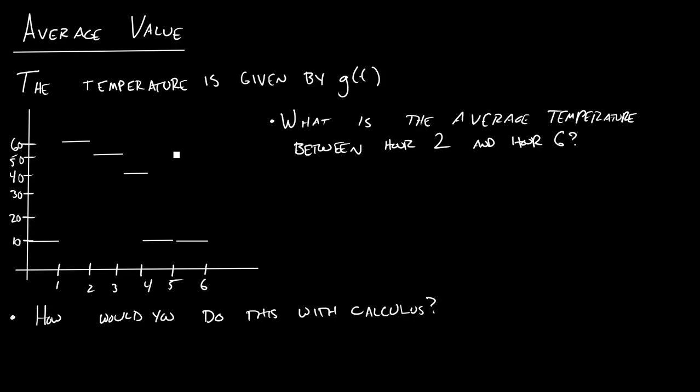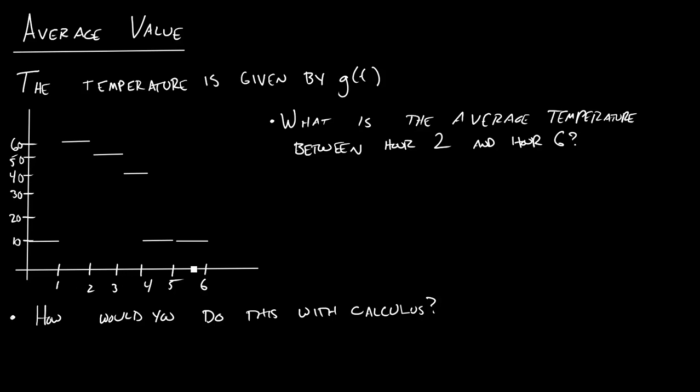So today we're going to be learning an application of something we've already done. Now, before we get to the formulas of how we're going to do this, let's just take a look at kind of a simpler example that we can do without any calculus. So here we have the temperature, and it's given by our function g of t. And so let's just say this is over hours.